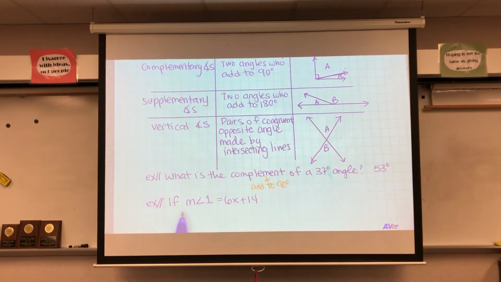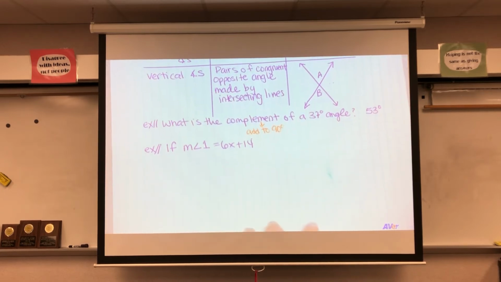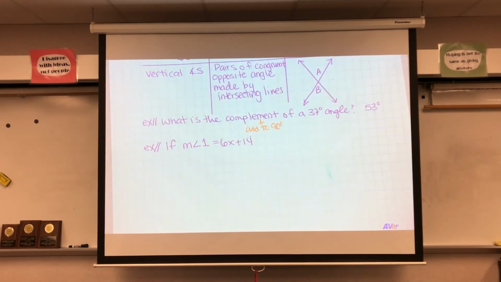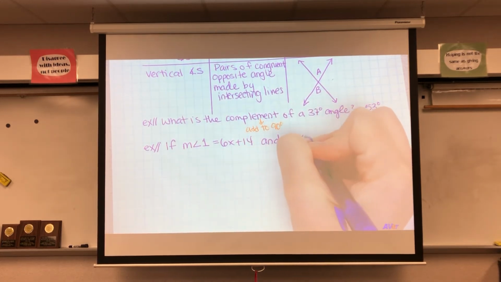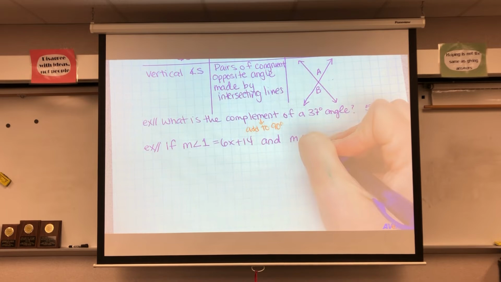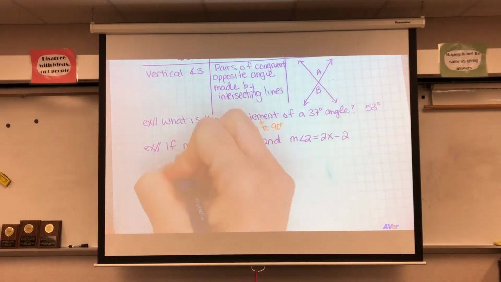This says if the measure of angle 1, so in other words, I want to find the size of angle 1, but all I know is this algebraic expression. The measure of angle 1 is 6x plus 14. And then they tell me something about the size of angle 2. The measure of angle 2 is 2x minus 2. That's still not enough information for me to solve, so they better tell me something else.